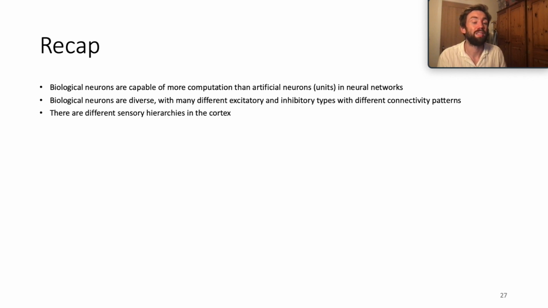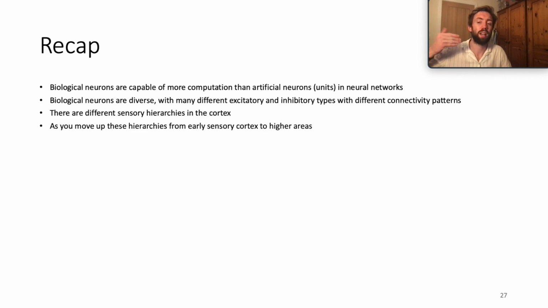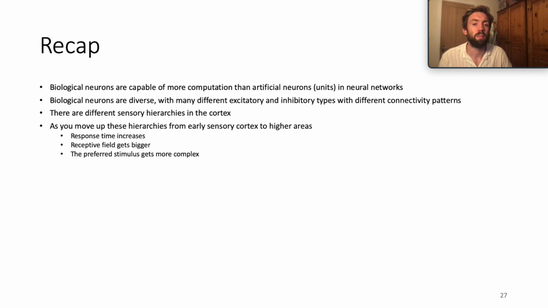We saw that there are different sensory hierarchies in the cortex, and we focused in particular on the visual hierarchy as one very good example. And we also saw that as you move up these hierarchies in the cortex from the early sensory regions to higher areas, the response time of a neuron to fire to sensory input increases. The receptive field gets bigger. The preferred stimulus gets more complex.